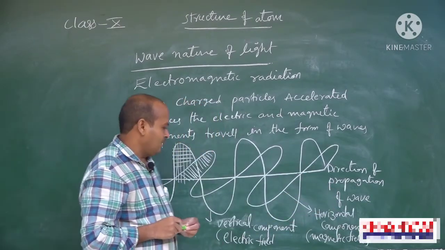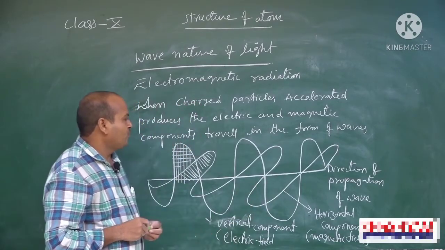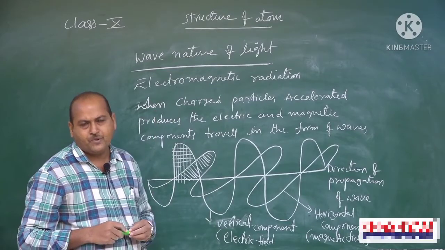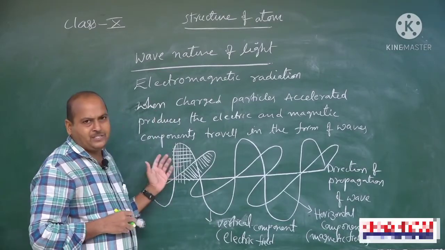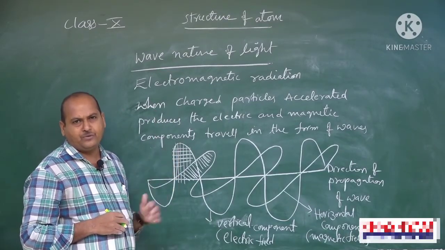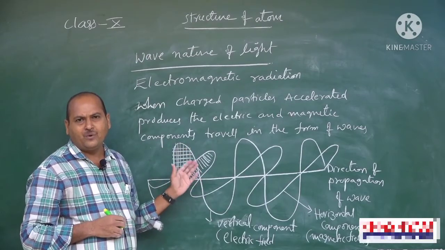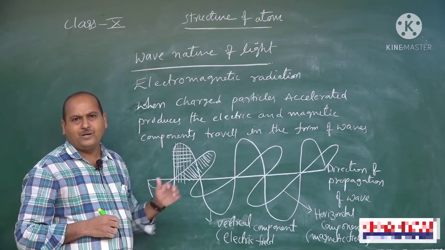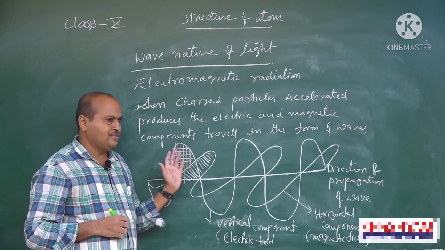Now coming to the properties of electromagnetic radiations. What is meant by crest? What is meant by trough? What is meant by wavelength, frequency and velocity? What are their units? Let us study it.